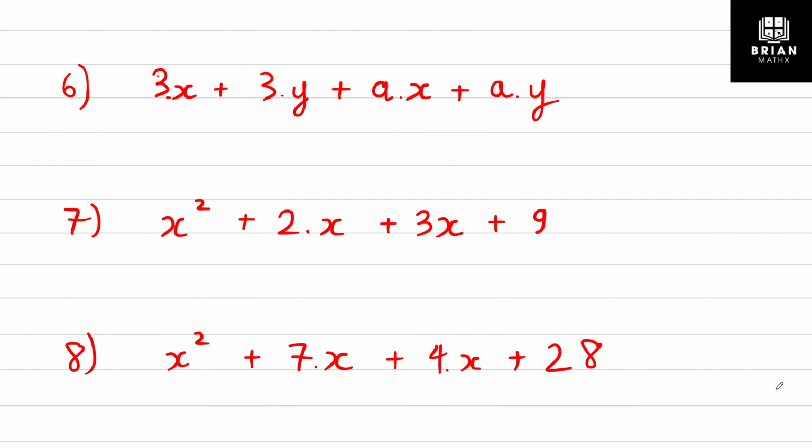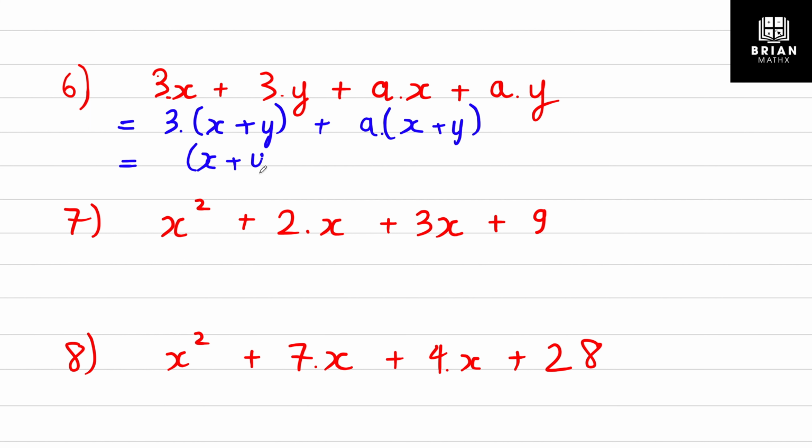And something new in question 6. In question 6, you will work with specific numbers. The first thing you've got here is 3x and 3y. 3 is a common factor. Take 3 outside, and you've got x and y in here. Ax, ay, you take a outside, so you've got x plus y in this one. After this step, x plus y is a common factor, and the second factor is 3 plus a, sorry, a plus 3. Yeah, we're done with question 6.